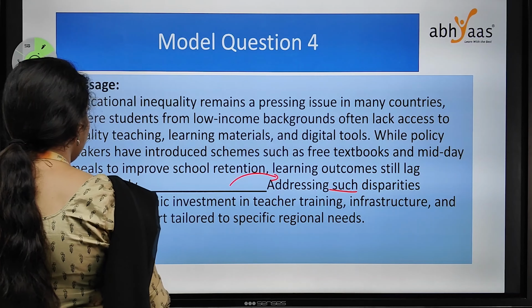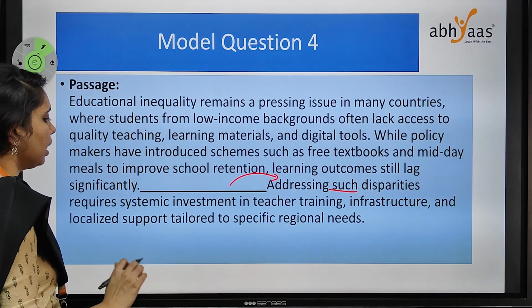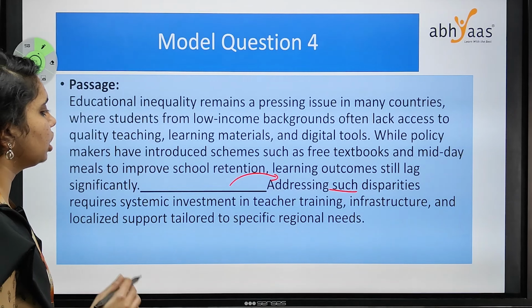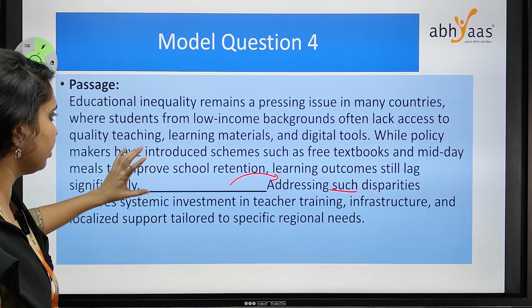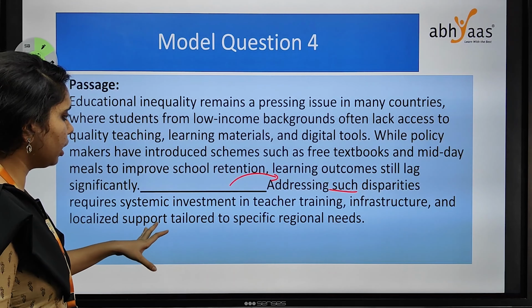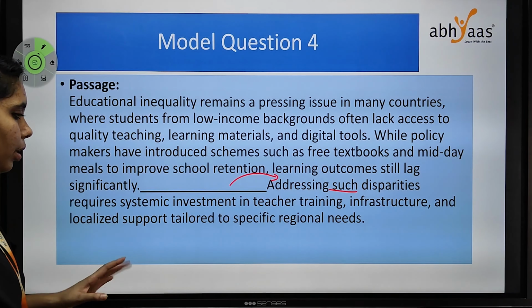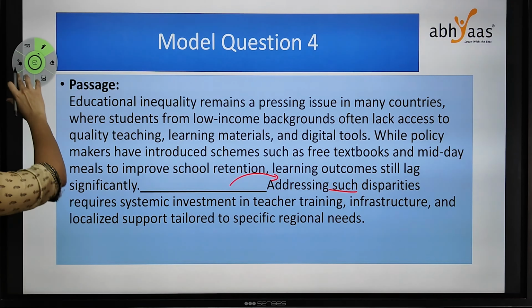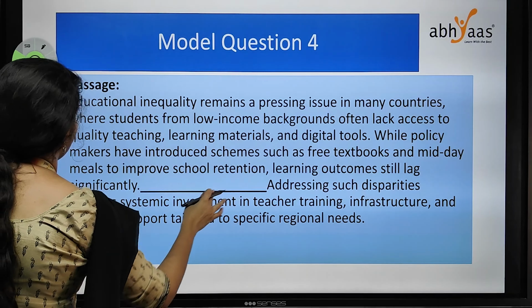Addressing such disparities requires systemic investment in teacher training, infrastructure and localized support tailored to specific regional needs. Here some negative effects are being discussed, some negatives about low income backgrounds. Here also something similar is being discussed. That is why addressing such disparities requires systemic investment. Try to approach this way, guys. I am thinking out loud so that you will understand my flow of thought.